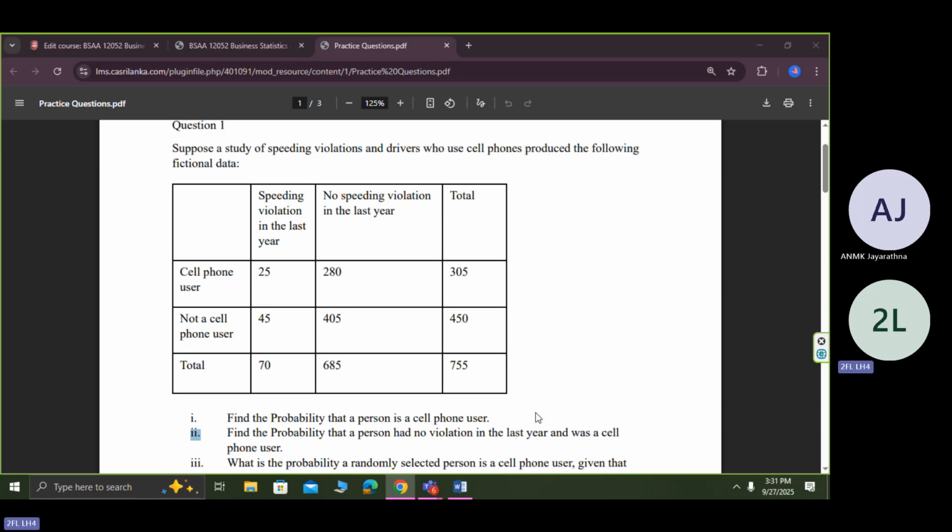Okay, then what is the probability that the person is a cell phone user? How many cell phone users are there? 305. Okay, then total 755. Then what is the answer? 305 over 755. The question asks not for the number, it asks about the probability. Then you need to write down the probability. 305 over 755.